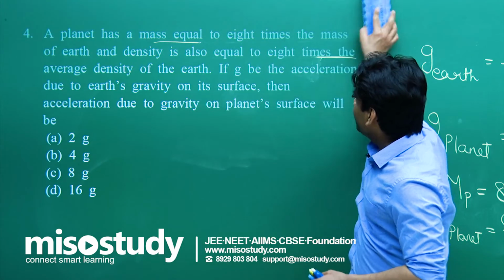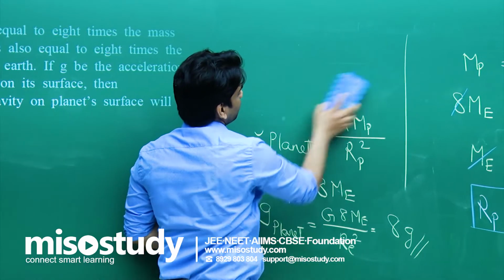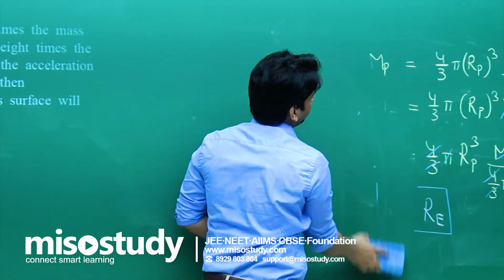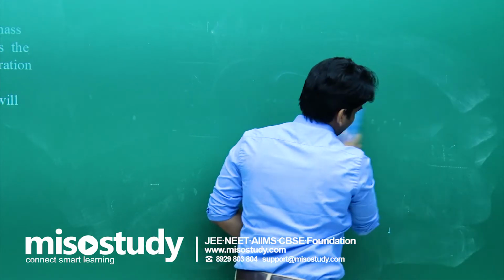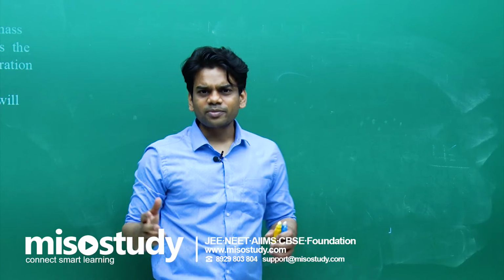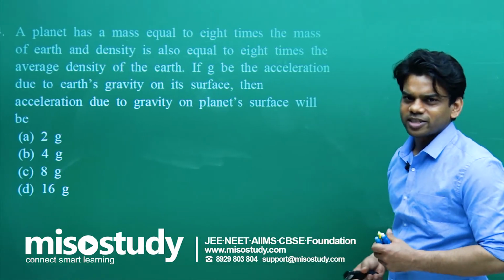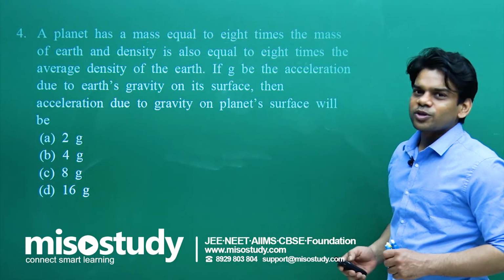Now, I believe that you would have understood how to apply the formula for acceleration due to gravity while evaluating it for different planets. The formula will be the same that we are using for Earth, only some things we are changing when we need to find the relation with the acceleration due to gravity on the surface of Earth. Let's go to the next question.